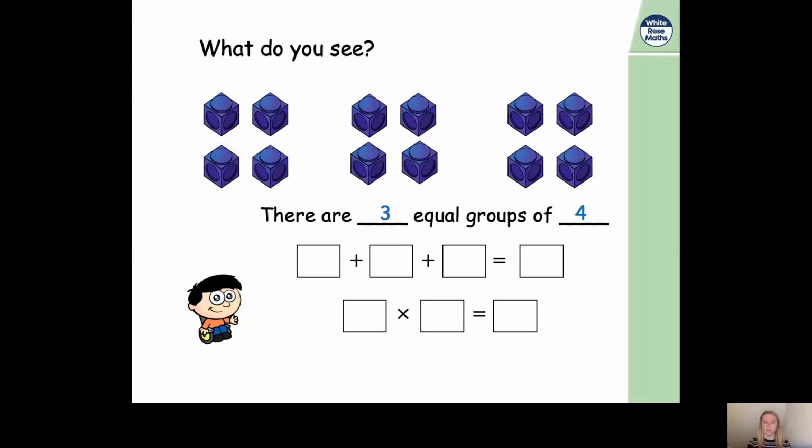Because there's 3 groups and there's 4 in each. So we need to add 4 3 times. So we need to do 4, add 4, add 4, which is 12.